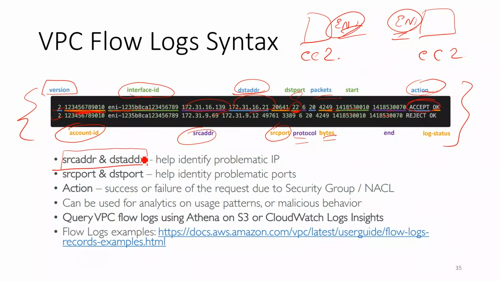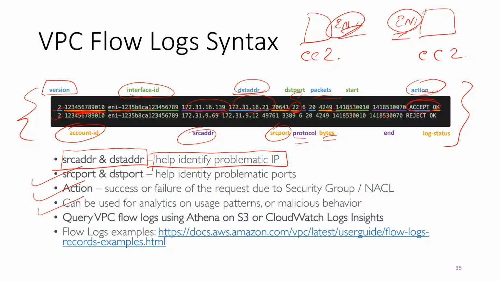So here are some other descriptions. As I've already told you, if you see the source address and destination address of a VPC flow log, you'll be able to identify some problematic IP, like some hacker trying to access or not. Source port and destination port, action: you see the success or failure of that particular data transfer. You can run queries in CloudWatch logs.